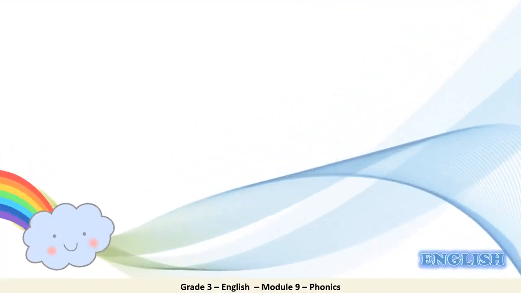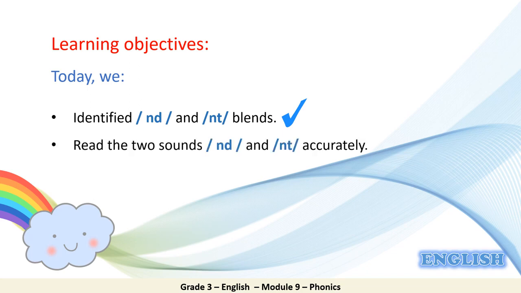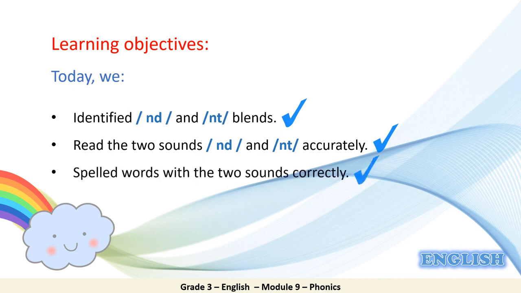We're done for today. Let's go back to check our objectives. Today, we identified nd and nt blends. We read the two sounds nd and nt accurately, and we spelled words with the two sounds correctly.